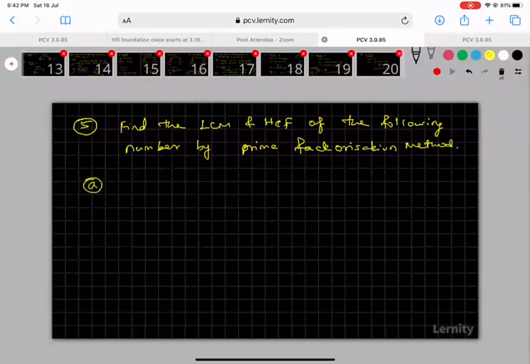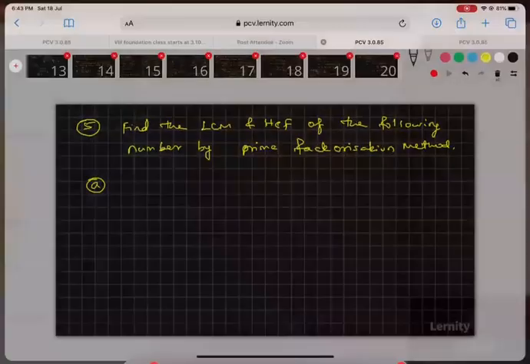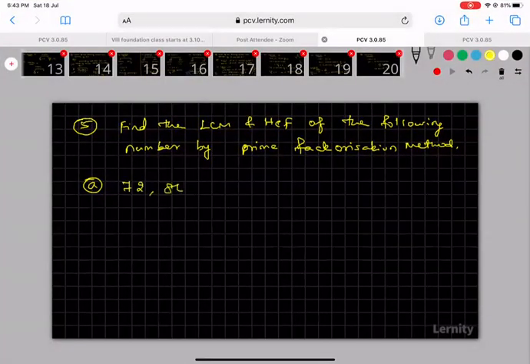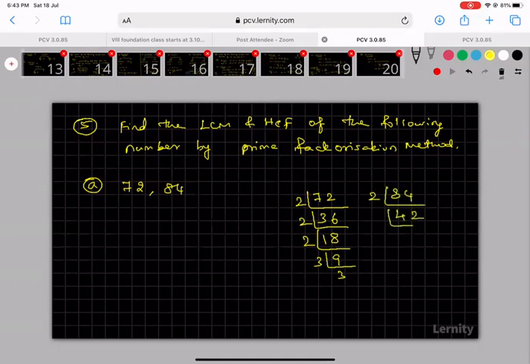Just I am taking only one problem. In the next class, we will see all the problems. Okay, sir, you see here 72, 84. I am taking prime factorization. If I divide by 2, what do you get? 3 times, then 6 times. Again two table, this is 18. Again two table, we get 9. Then three table, this is 3 into 3. Next 84. 84 means two table, 42. Again two table, 21. Again three table, 7. Okay, sir, are you able to understand this prime factorization? Any doubts?